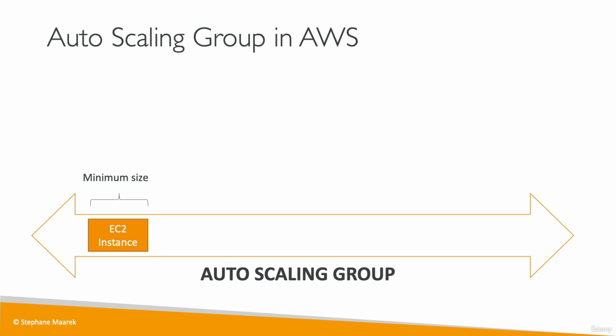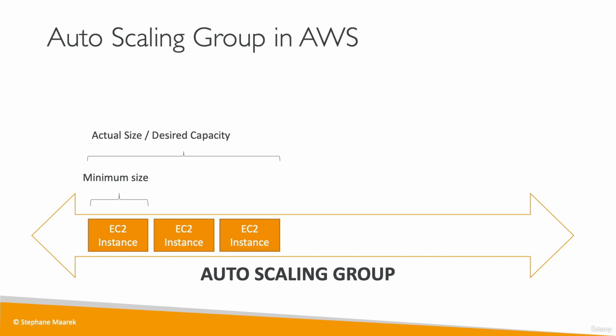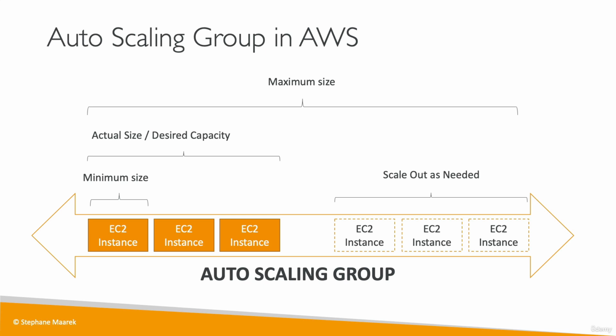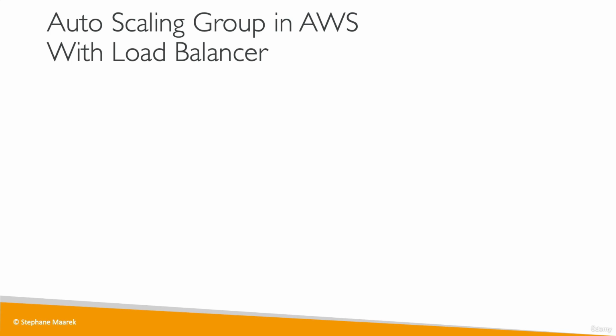So if we look at our auto-scaling group in AWS, this is it. We have a minimum size, maybe it's one EC2 instance. Then there is a setting called the desired capacity, which is also usually the actual size of your auto-scaling group. And then finally, you can define a maximum size of your auto-scaling group. Automatically, your ASG, auto-scaling group, can scale out as needed or scale in as needed by adding EC2 instances over time. And it works hand in hand with a load balancer.